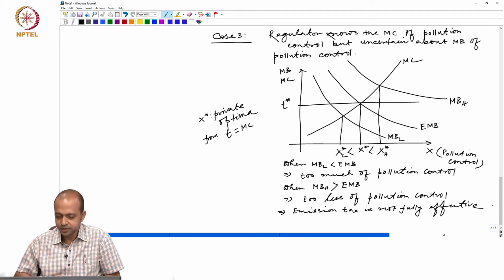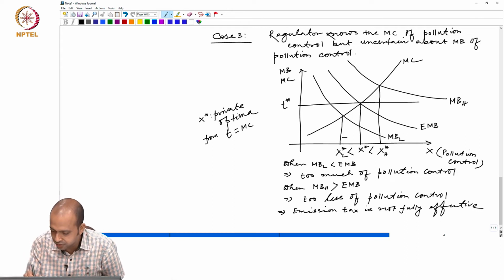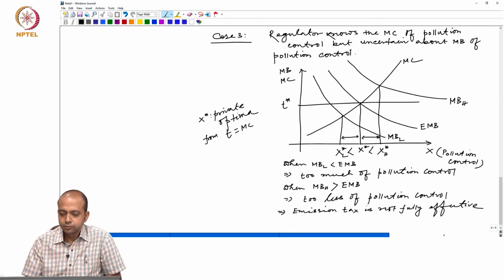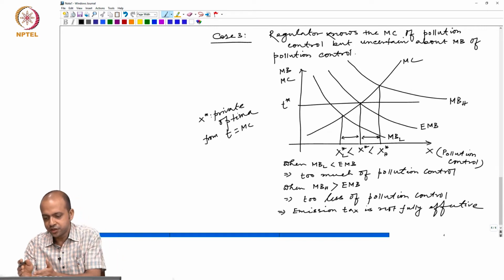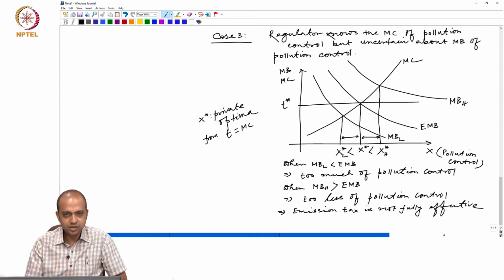Okay, when there is uncertainty, here also it is not fully effective because there is divergence. This is the divergence amount. And again, if you make the MB curve flatter, that divergence will change and you can decide what will happen actually.